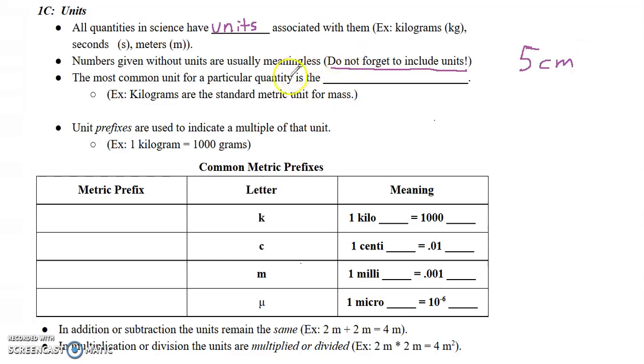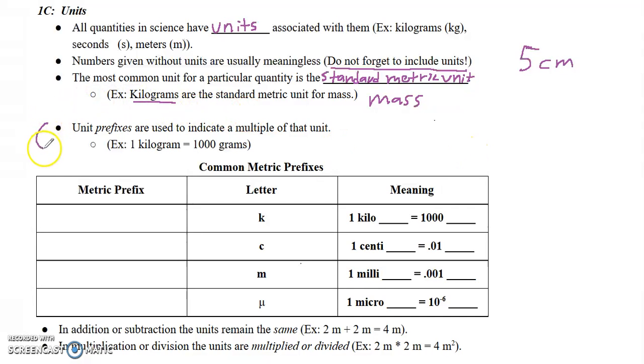The most common unit for a particular quantity is going to be called the standard metric unit. So the standard metric unit. And that's just going to be what you're going to use for that quantity unless told otherwise. So for example, if you're solving for mass, right? Unless it's specified otherwise, you're going to use the standard metric unit, which would be kilograms. So each quantity you're going to see has a standard metric unit.